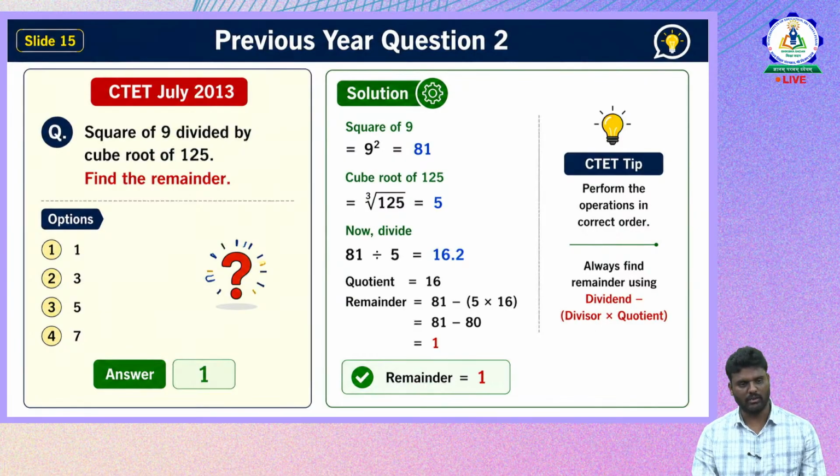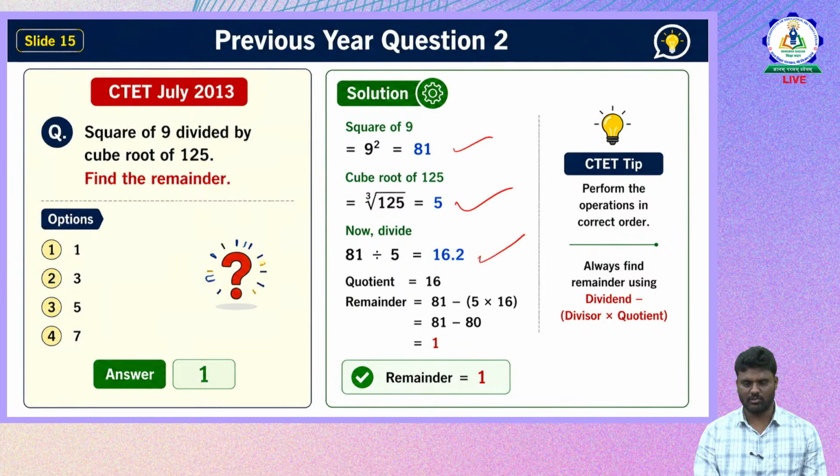Option 1 is 1, option 2 is 3, option 3 is 5, and option 4 is 7. Now what we need to do here: the square of 9 divided by the cube root of 125. What is the square of 9 here? 81. What is the cube root of 125 here? 5. So now we need to divide both of them, that means 81 divided by 5. If you do that, you will get 16.2.